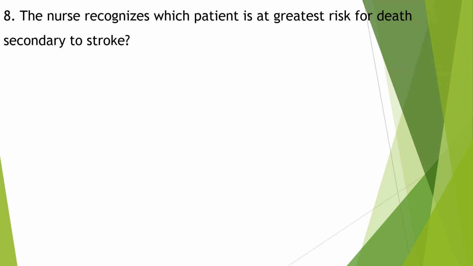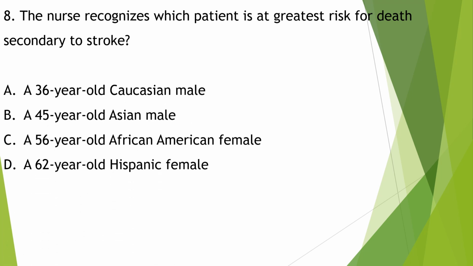The nurse recognizes which patient is at greatest risk for death secondary to stroke. A 36-year-old Caucasian male, a 45-year-old Asian male, a 56-year-old African American female, a 62-year-old Hispanic female. The incidence of stroke is greater in men than women until age 55, and after that the incidence of stroke is greater in women than men. That means after 55 the incidence is more in females. Death from stroke is greater in women, and if they are African American the risk is higher.